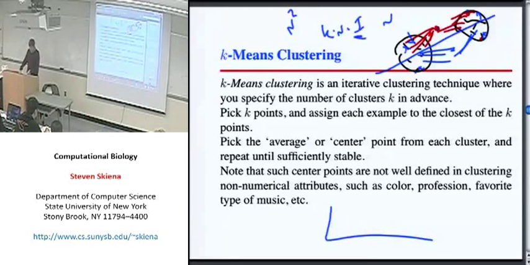So k times n times i: if you run it for 10 iterations and you have 10 centers that you're interested in and you've got a million points that you're clustering, k n i is going to be less than n squared. So just finding the two furthest points seems like an expensive thing, right?